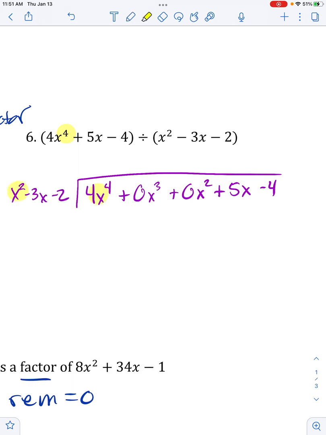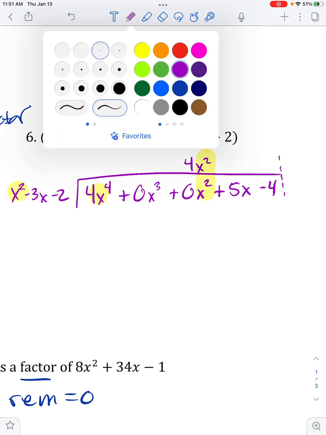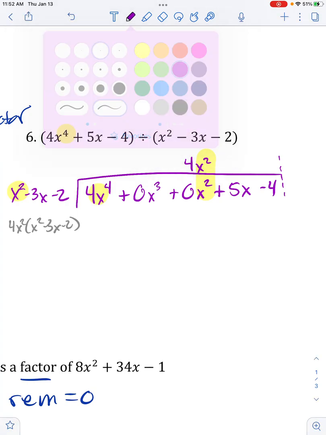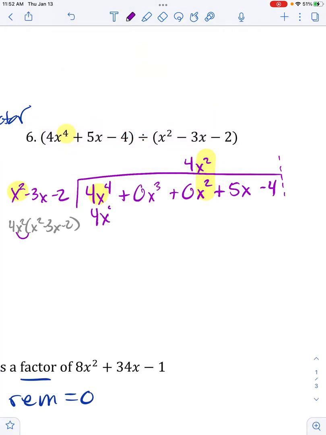What do I have to do to x squared to turn it into 4x to the 4th? I have to multiply it by 4x to the 2nd, and I line them up with their like terms so that I can tell when I get to the end of the problem. The top thing multiplies by the side thing, and my very first term had best cancel out. So 4x to the 4 minus 12x cubed minus 8x squared. And if we hadn't had those zeros there, then our 5x and our negative 4 would have been over there and it would have gotten messy quickly.